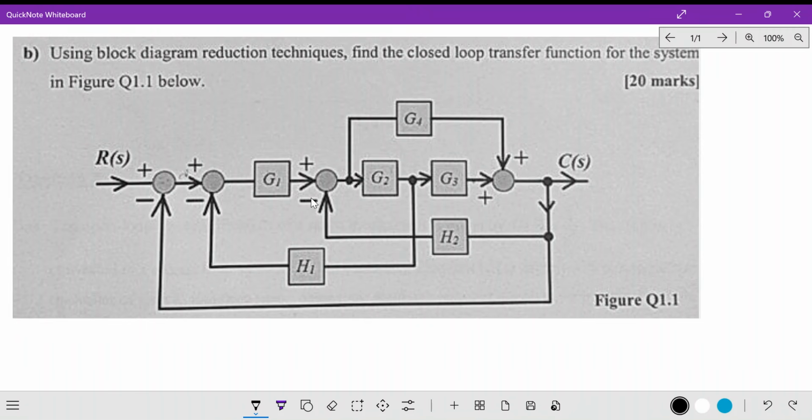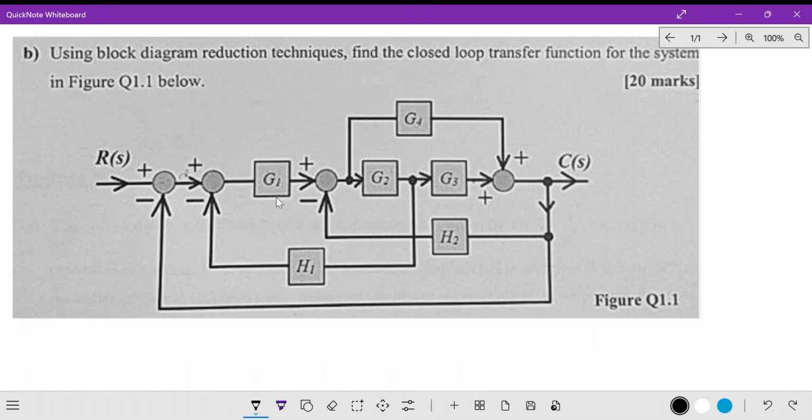Okay, so what are the rules? Moving the summing points, moving the takeoff points, exchanging the summing points. All those rules have to be combined in order to solve this particular problem. So let's start. Where do we start from? It's very important before you start solving a block diagram. First of all, just like I said, you have to identify which blocks are in parallel, which blocks are in series, and if you have any feedback loop, you have to start from there.